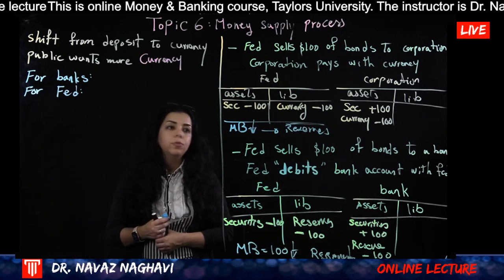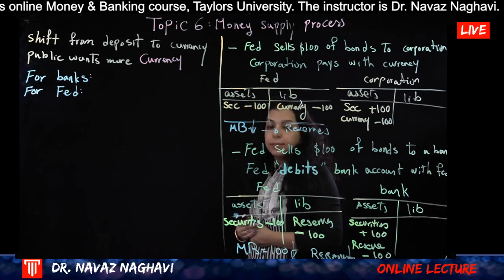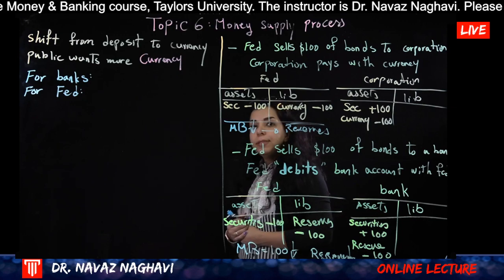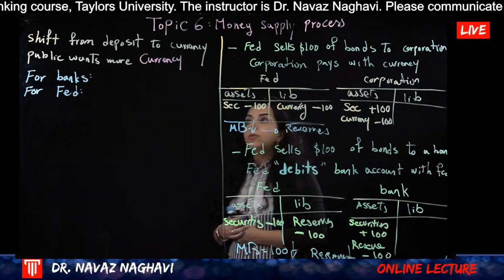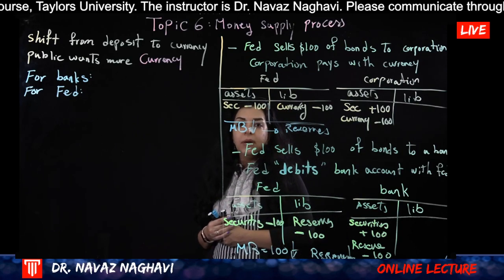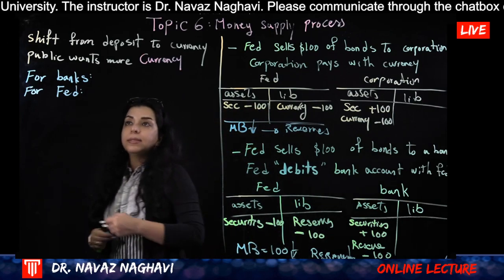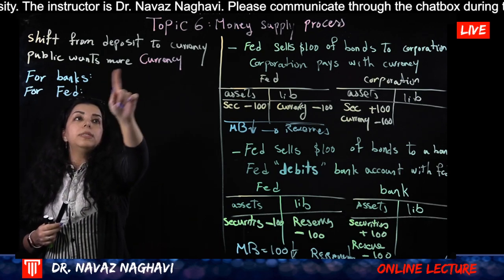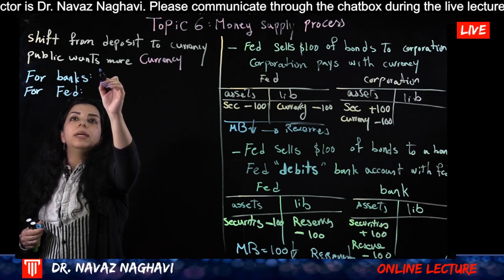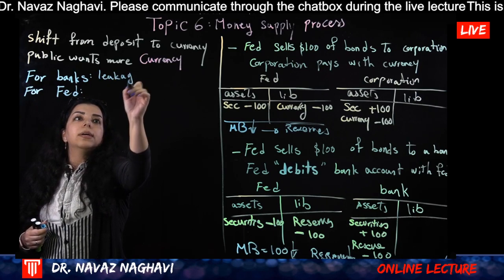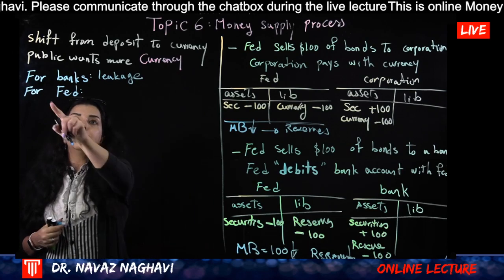Then we move to another example. The other example is a shift from deposit to currency. Let's say that it's a festival season and the public requires more cash. So instead of having some money in the account, they prefer to have some cash. For the banking system, this more demand for currency means it's going to be a leakage, right? Because the currency is coming out of the banking system and there will be less deposit for the banking system.